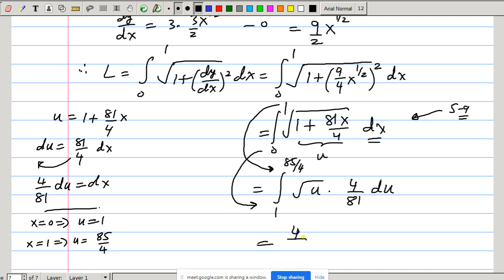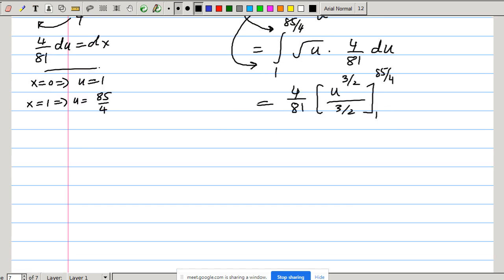Now 4 by 81 is a constant. I can integrate. This will become 1 by 2 becomes 3 by 2. 3 by 2 from 1 to 85 by 4. So now you can replace the upper limit minus the lower limit. So if you do that, it will become 2, 4, 8 and 3 ones are 3, 8 by 243. And now if you replace (85 by 4) to the power 3 by 2 minus 1. So now just use a calculator and find the answer.